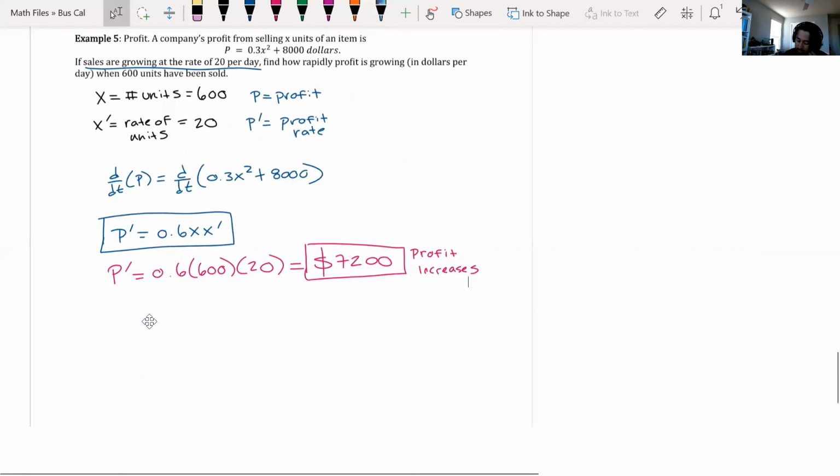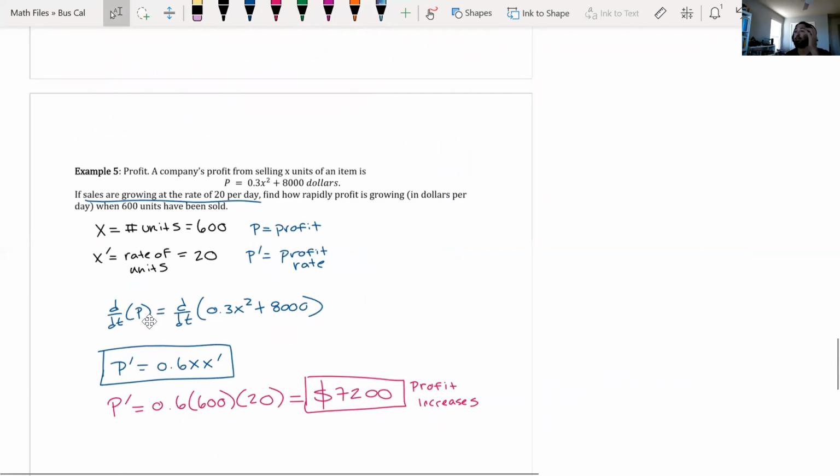There it is. That is related rates. Any questions on that?